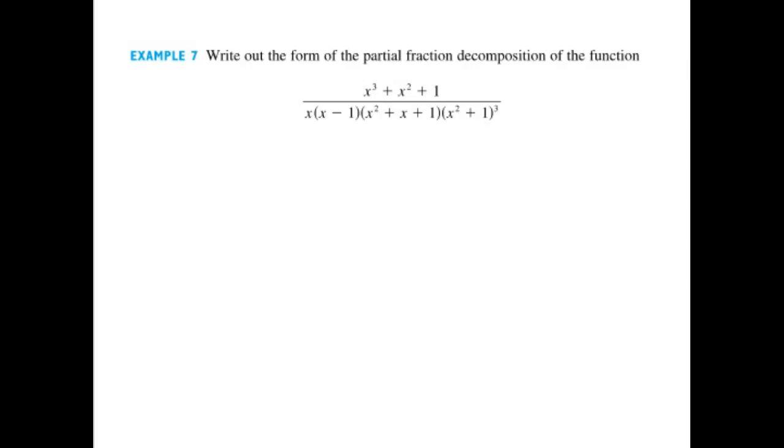So we're not going to do any calculus with this one. We're just going to write out the partial fraction decomposition. So we're going to take this and we're going to set it up like we are about to decompose it, right? And we're going to just stop there.